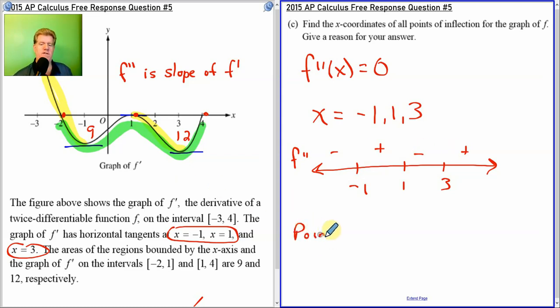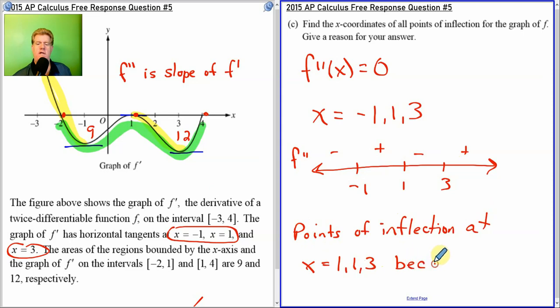So we have points of inflection at -1, 1, and 3. Okay. Now, why? Okay, so you can just say that f double prime changes sign. Oh, not sing. That's for later. After you're done with all this stuff, you can sing praises of joy, because f double prime changes sign at those values.